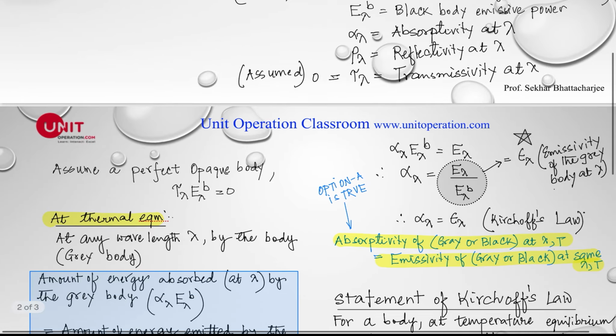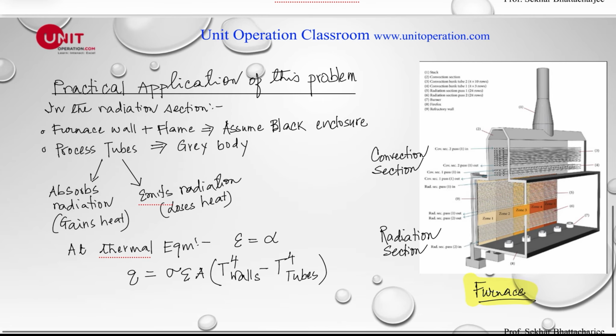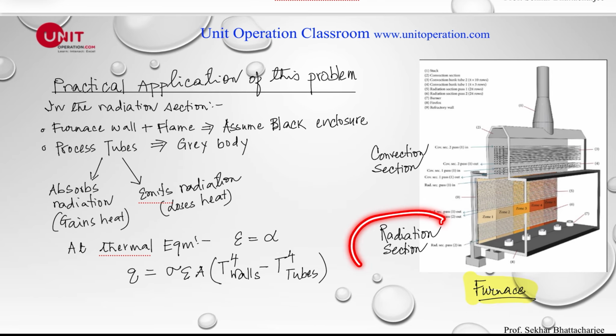Let's see what could be a practical implication of this problem. Let's assume there's a furnace, and in the furnace there's a radiation section where these are all the tubes, and there's a convection section. In the radiation section, we can assume the furnace wall and the flame to be like that black enclosure in our problem, and the process tubes, through which the fluid flows and gets heated up, are a gray body.